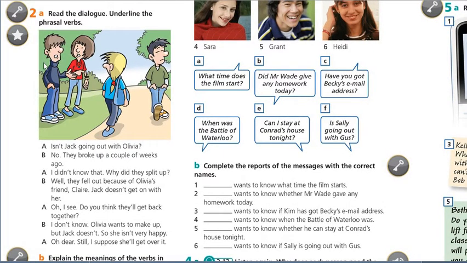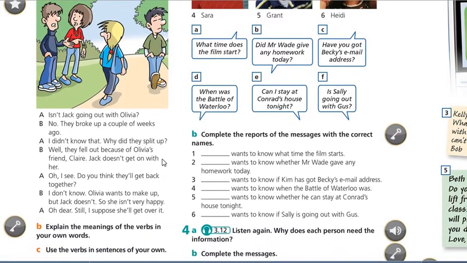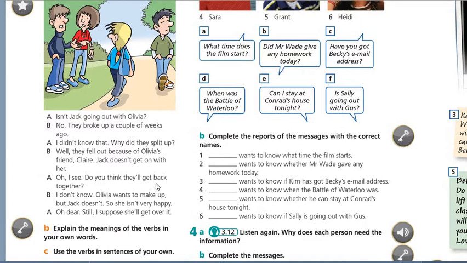So, isn't Jack going out with Olivia? No, they broke up a couple of weeks ago. I didn't know that. Why did they split up? Well, they fell out because of Olivia's friend Claire. Jack doesn't get on with her. Oh, I see. Do you think they'll get back together? I don't know. Olivia wants to make up, but Jack doesn't. So she isn't very happy. Oh dear. Still, I suppose she'll get over it.